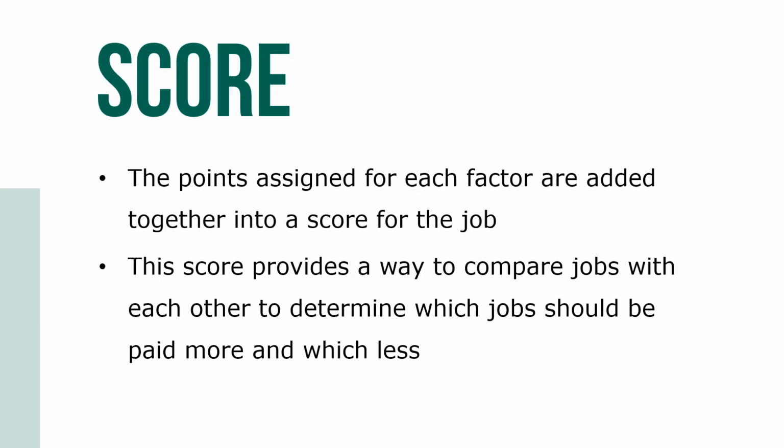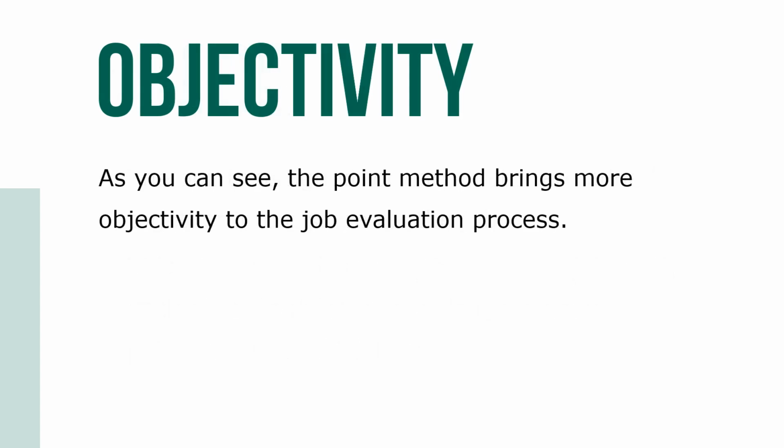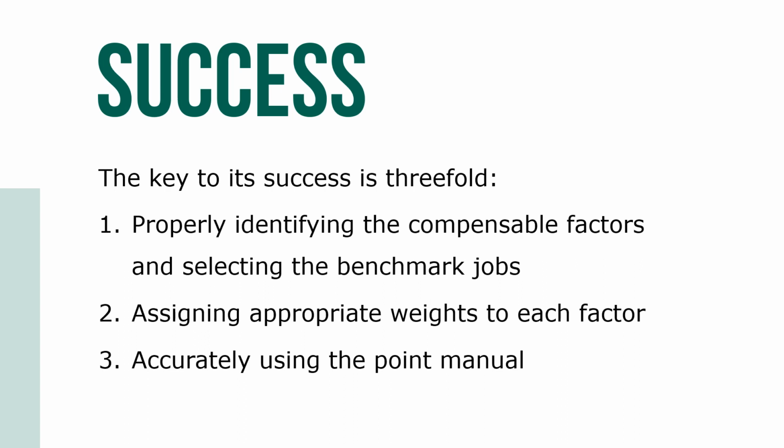The points assigned for each factor are added together into a score for the job. This score provides a way to compare jobs with each other to determine which jobs should be paid more and which less. Often, this process is conducted by a compensation committee to ensure that the results are reliable and valid. As you can see, the point method brings more objectivity to the job evaluation process. The key to its success is threefold: properly identifying the compensable factors and selecting the benchmark jobs, assigning appropriate weights to each factor, and accurately using the point manual.